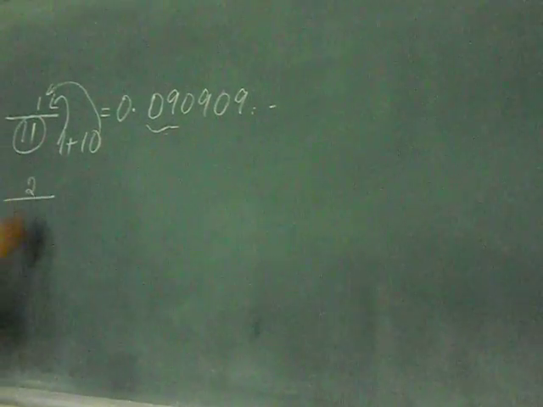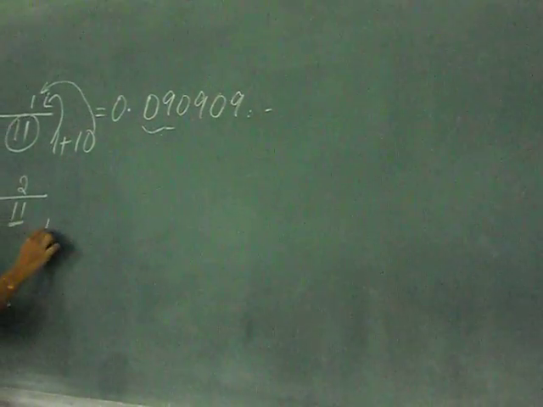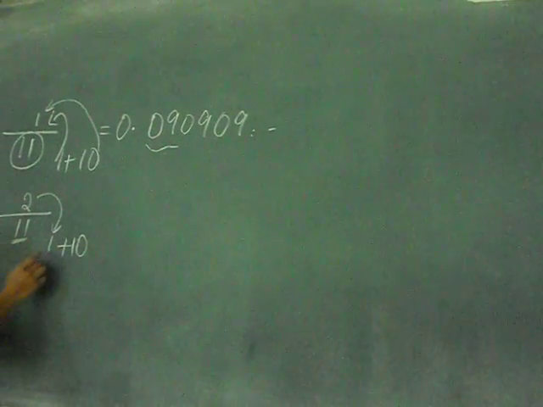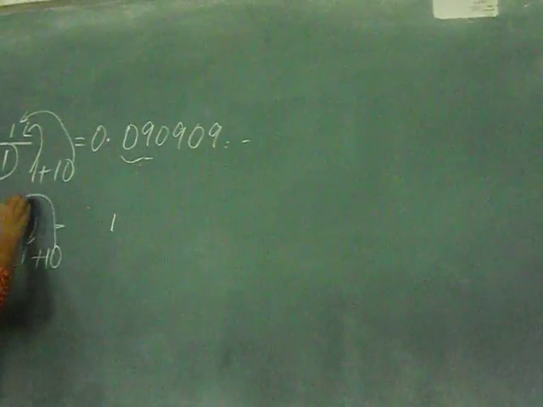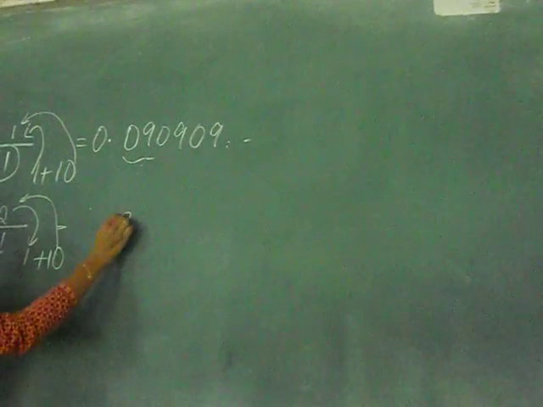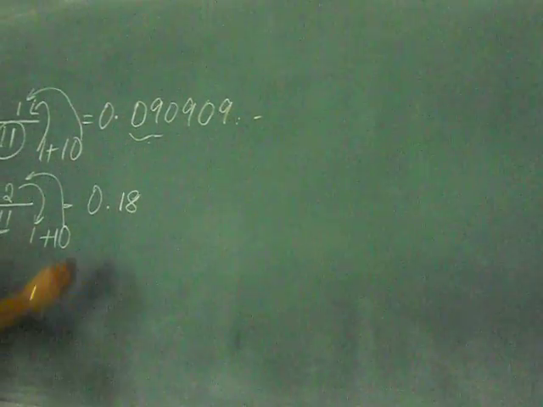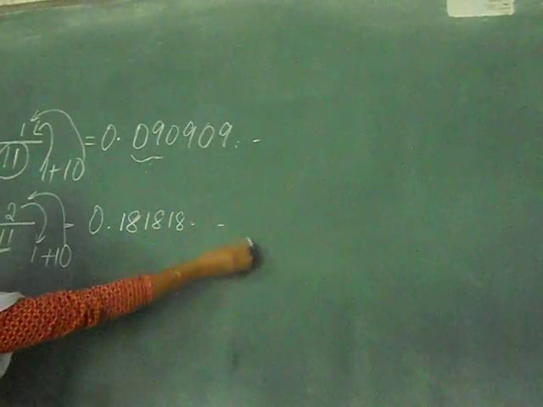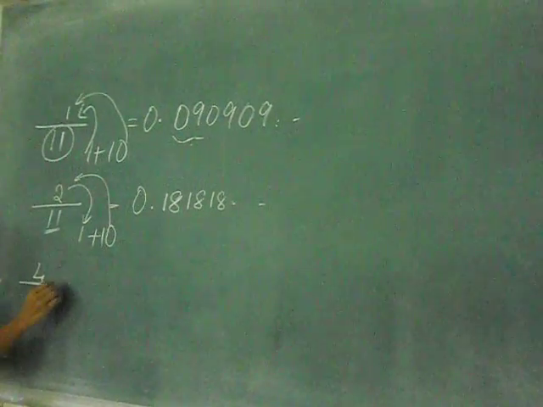For example, we divide 2 by 11. We just split 11 as 1 plus 10, then subtract 2 and 1. Therefore the answer will be 1, and then 10 minus 2, therefore the answer will be 8. So it should be represented after a decimal point. So the answer will be 0.181818 etc.